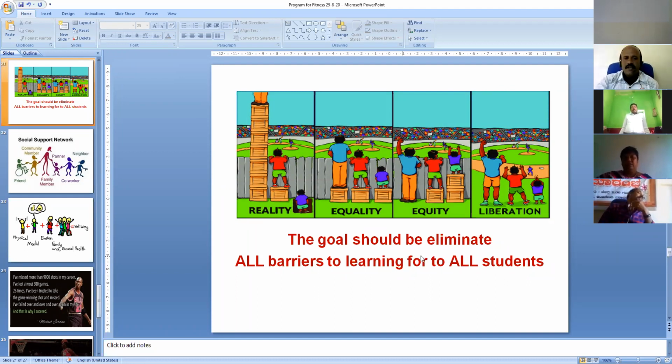And our ultimate goal while teaching physical activity or sports activity should be to eliminate all barriers to learning for all the students. This is important. We have to eliminate all barriers to learning for all the students. So there should not be any hesitation, any inferiority complex, or any lack or fear inside the students to participate in the sports.